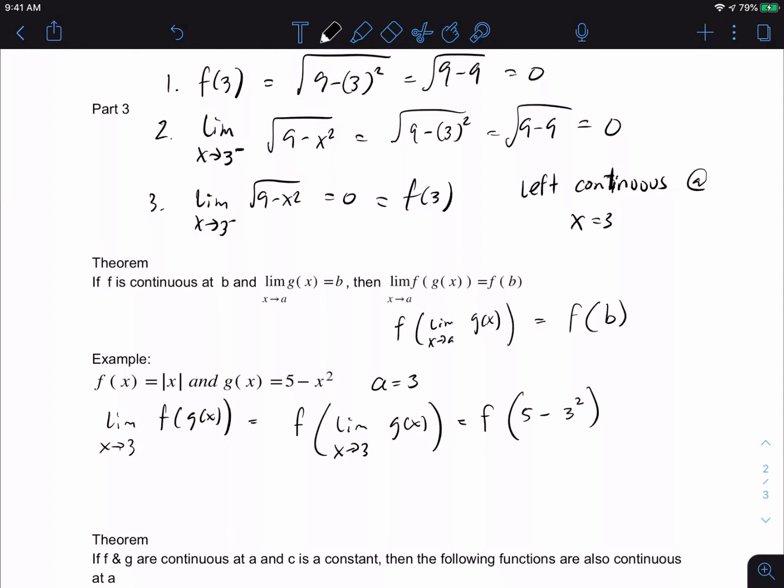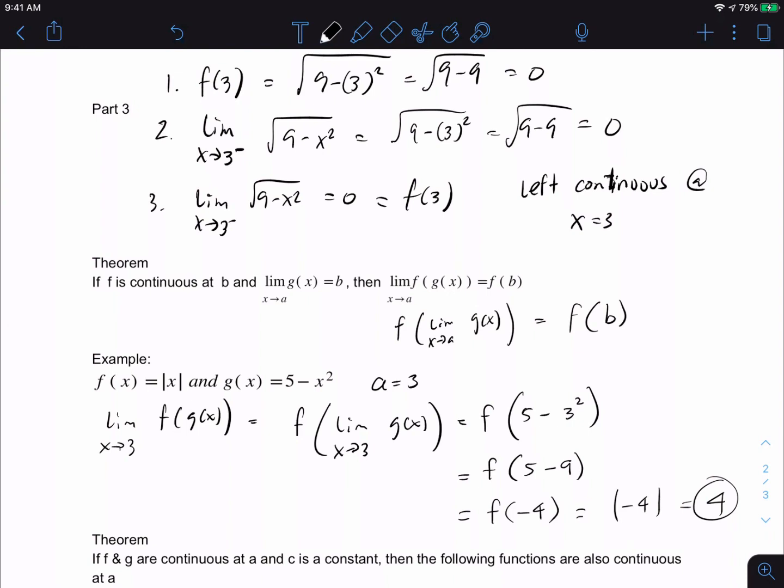Are we in agreement? Okay. So then I'm going to get f of 5 minus 9, which is going to give me f of negative 4. But that into the f function is going to be negative 4 under absolute value, which is going to give me an answer of 4. Does that make sense?